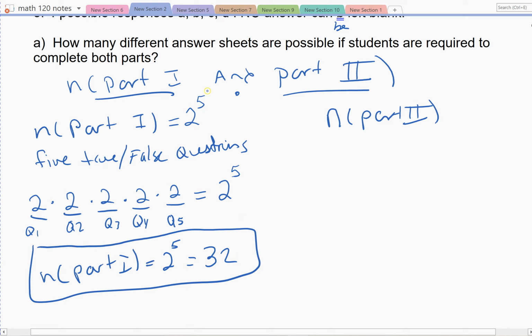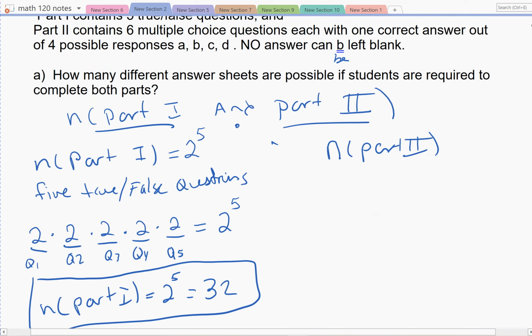But I'm not done yet. That's only half the problem, and I have to complete part 2. So I'm going to take that times however many ways there are to complete part 2. Part 2 was 6 multiple choice questions, which had 4 options each: A, B, C, or D.